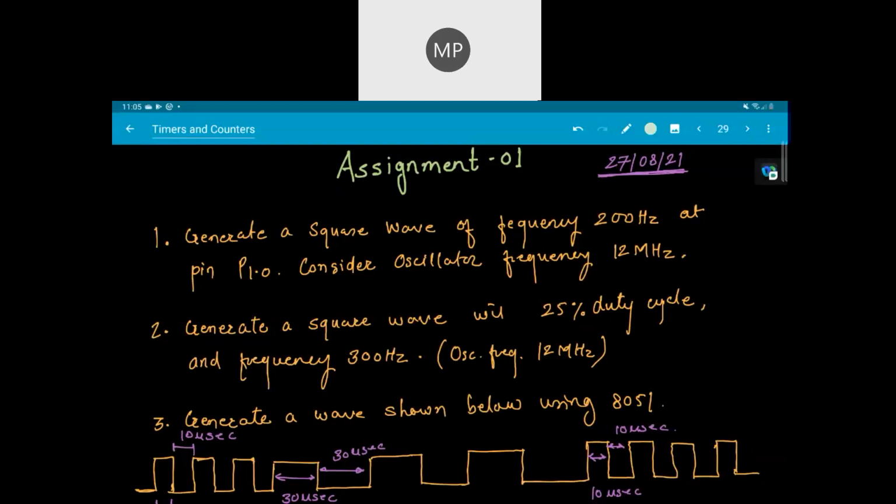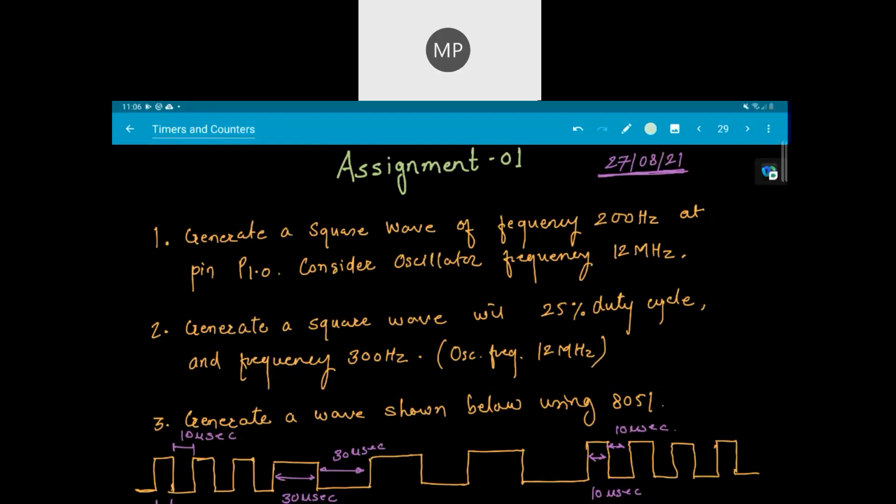This is the first assignment for embedded system. Let me just read out the questions and then we can start with the new topic. So the first question in assignment number 1 is: generate a square wave of a frequency 200 Hz at pin 1.0. Consider the oscillator frequency as 12 megahertz.